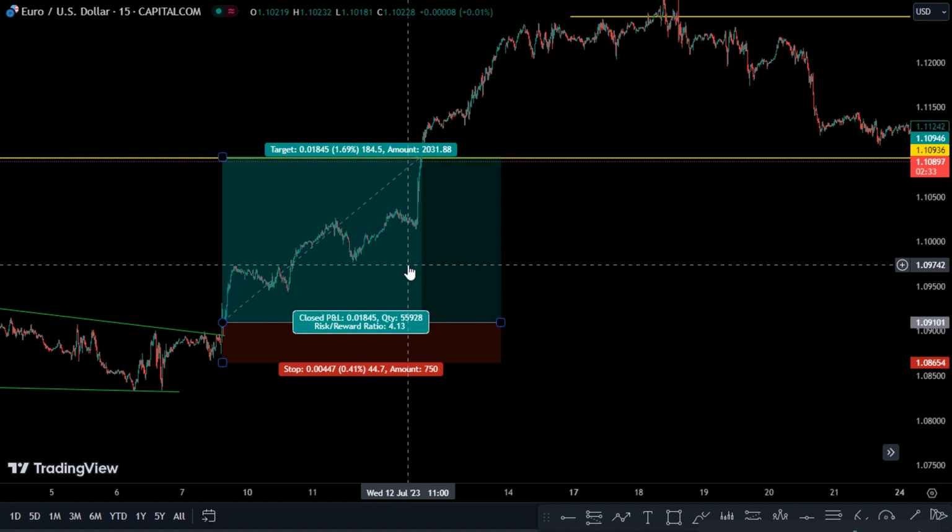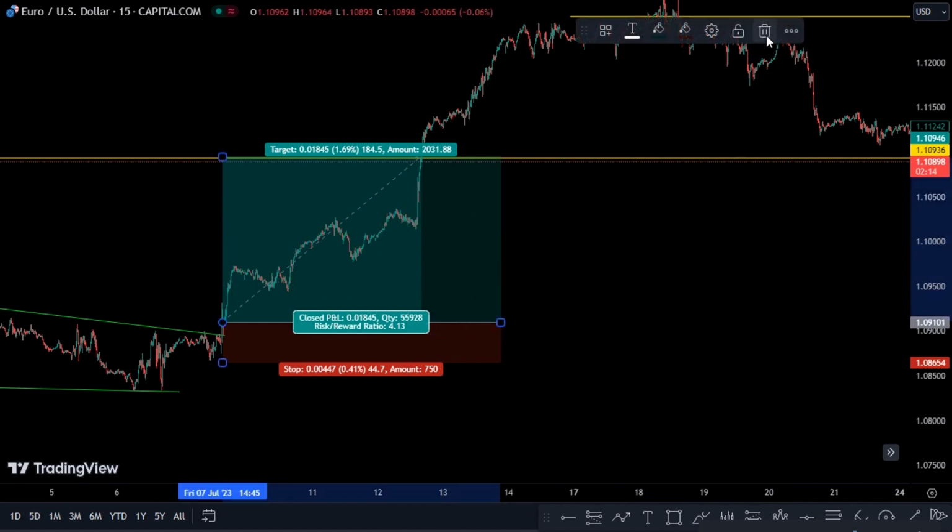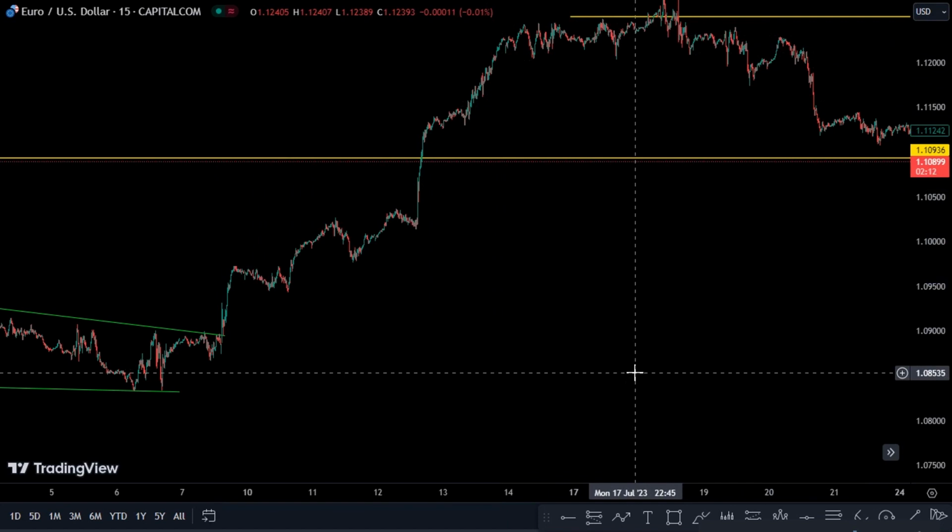By simply using those continuation patterns and your top-down analysis, you can make those 1:3 risk to reward ratio types of trades like this. Then go back, test the strategy for yourself, and come back and comment below this video as to how you found it working out for you.